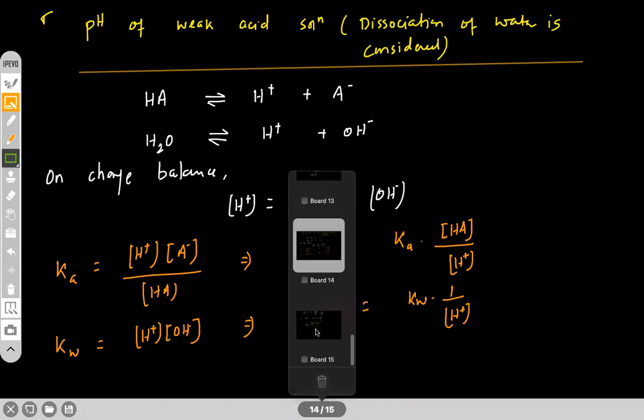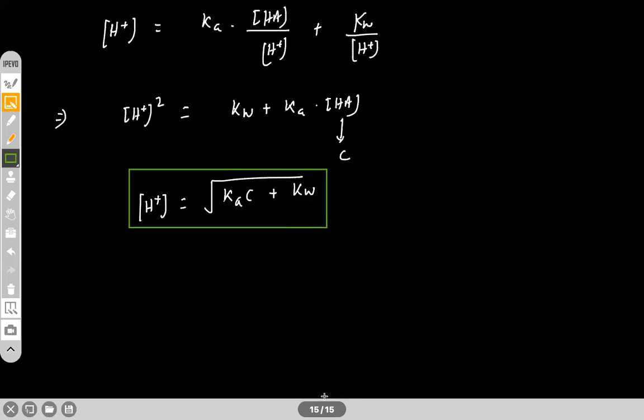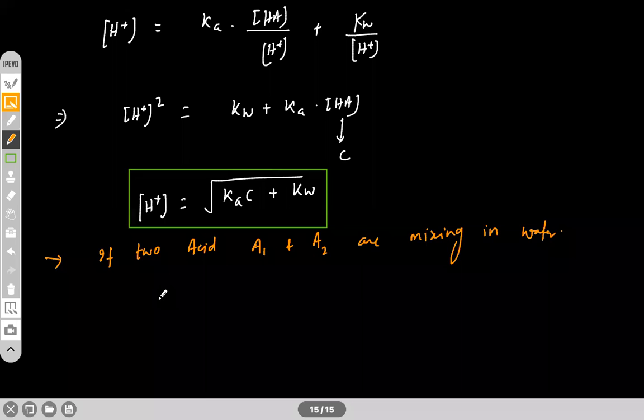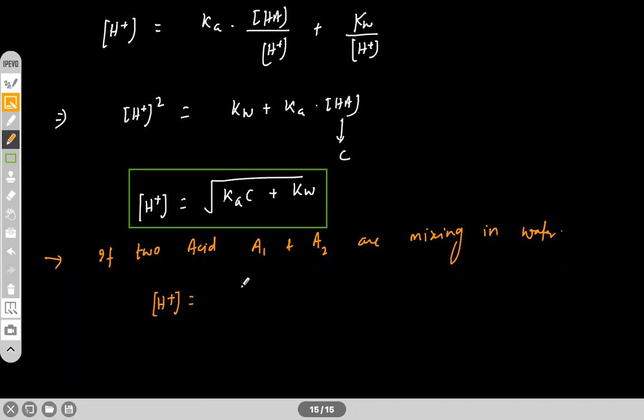Now, see here, we are assuming the mixture of one acid and water, only one acid. If you have more than one, then what happens? Suppose we have two acids, A1 and A2, mixing in water. Then H plus concentration would be, for one acid we'll write Ka1 C1, for another one we'll write Ka2 C2, and then Kw, root over of it. If it is 3, then we'll have Ka3 C3 also, and so on it goes.